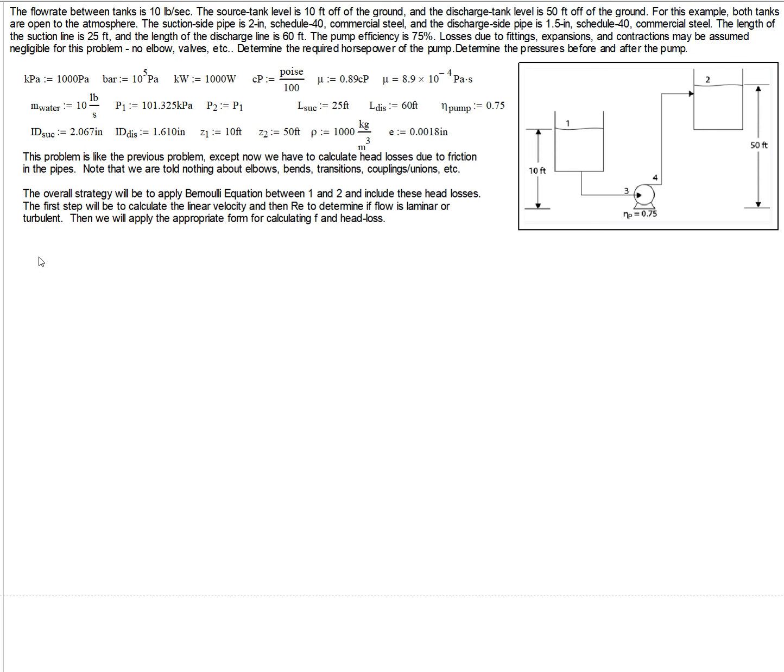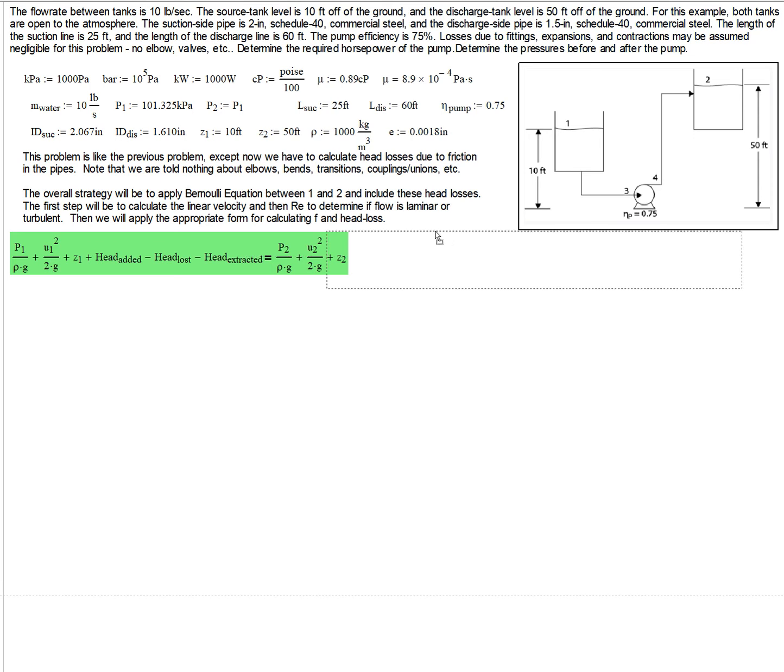So the overall strategy is going to be to apply the Bernoulli equation between positions 1 and 2. It includes these head losses, and so one of the things we're going to have to do is to calculate linear velocities and Reynolds numbers and determine if flow is laminar or turbulent, so that we can then calculate these head losses. So the first thing we'll do is bring up our Bernoulli equation, and we want to calculate the horsepower required by the pump. So that is going to be captured in the head added. There's going to be no head extracted, so we can neglect that term.